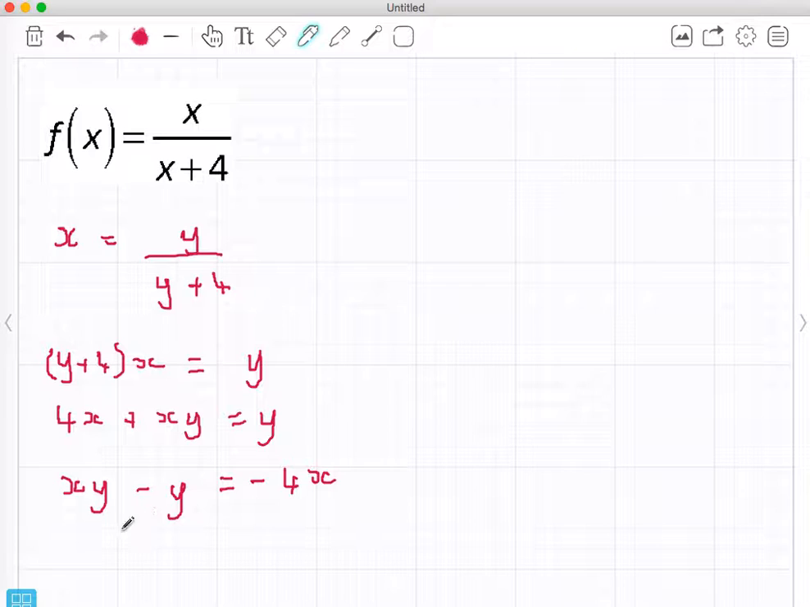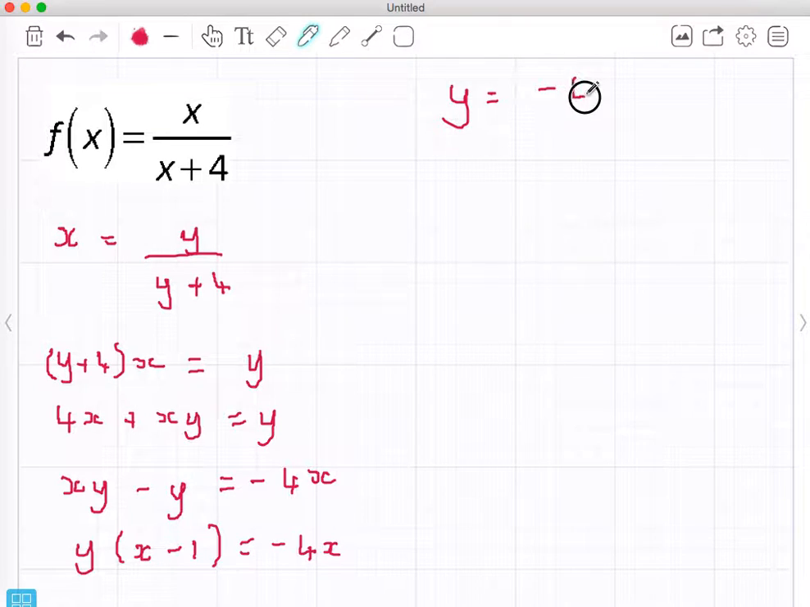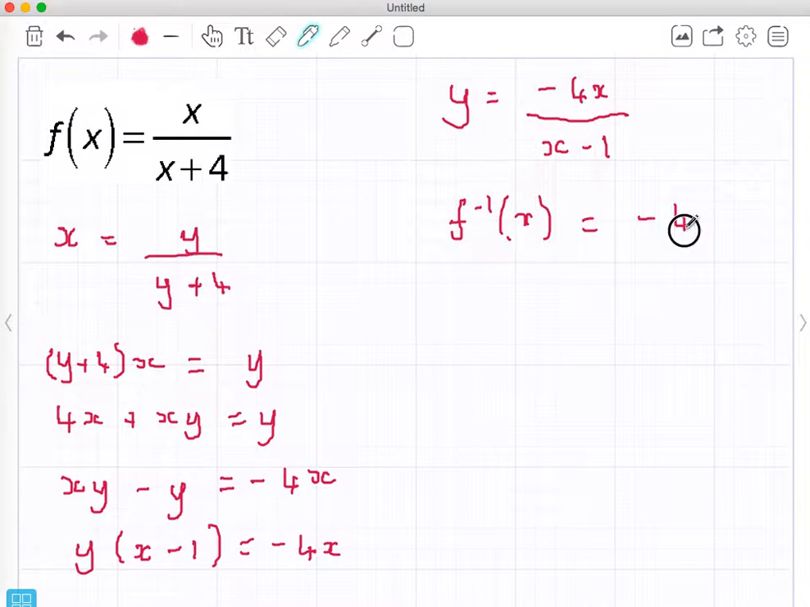This x is with a y, so it stays there. Now I'm going to factorize. This is the key bit that most people will forget. I'm going to factorize this side, take the y out, and I'm left with x take away 1. Now I've isolated y. I've got y on its own. So my next line is to say y equals negative 4x divided by x minus 1. Y is now the subject, so f to the minus 1 of x is equal to minus 4x over x minus 1.